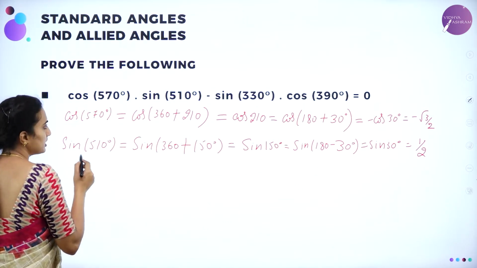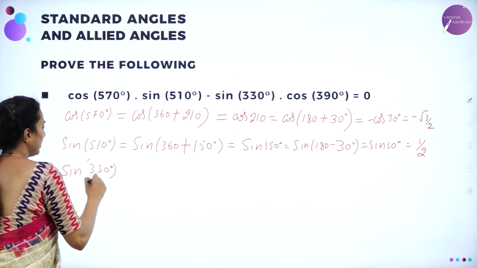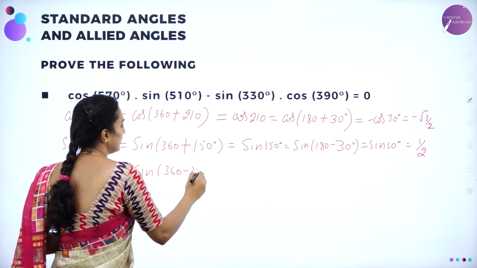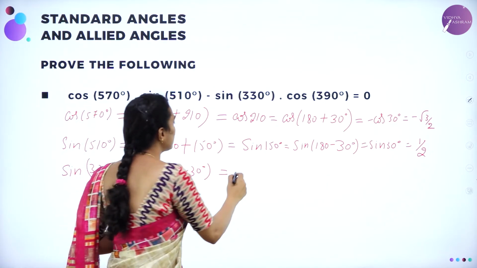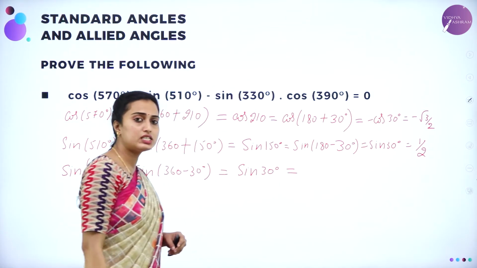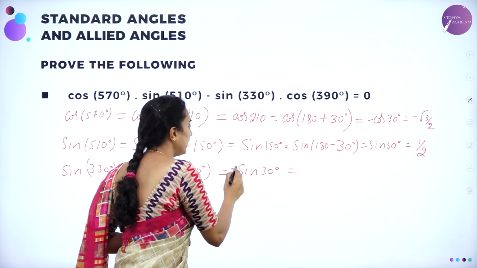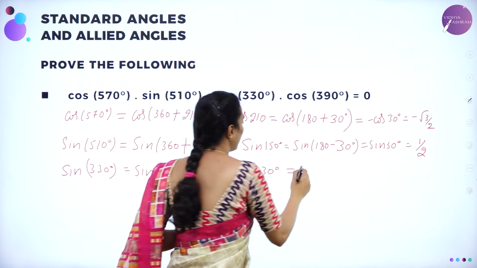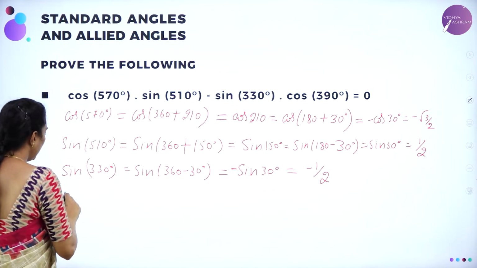Now you are having sin 330 degree. Sin 330 degree can be written as sin of 360 minus 30. Now 360 minus theta is sin theta in the fourth quadrant. Fourth quadrant sign will be negative, so minus sin 30 degree. Minus sin 30 degree is minus 1 by 2. Right? Now cos 390 degree.